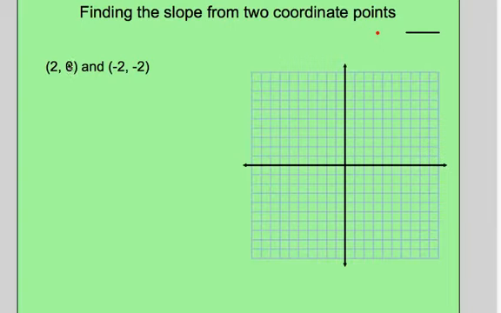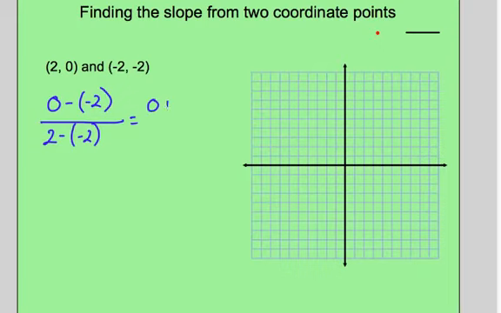All right, let's see how you did. We're going to do the y values, or the rise. So that's 0 minus a negative 2. And the x values, 2 minus a negative 2. These two become positive, so that becomes a 0 plus 2, which is just the same thing as 2. And this one becomes a positive, so that's going to be 2 plus 2, which is 4. And we simplify that and we get 1/2.